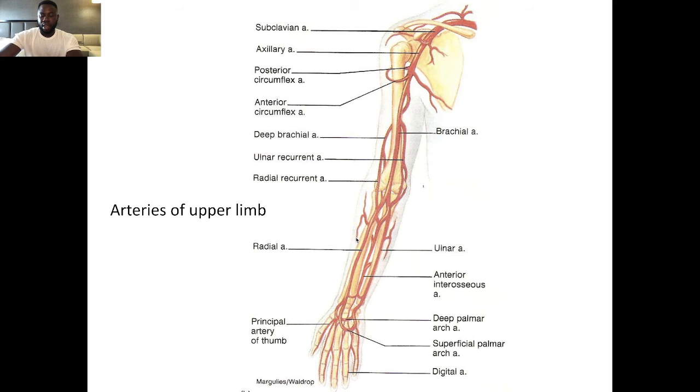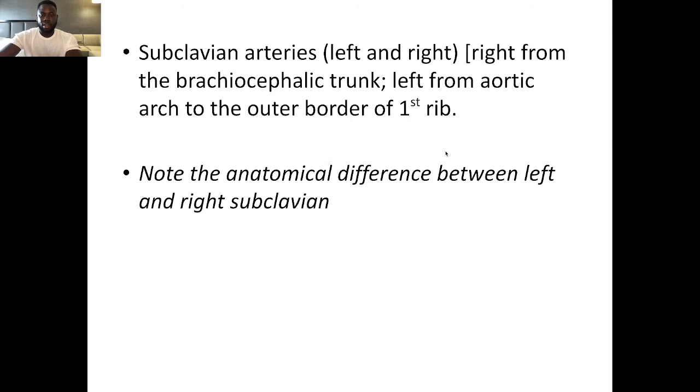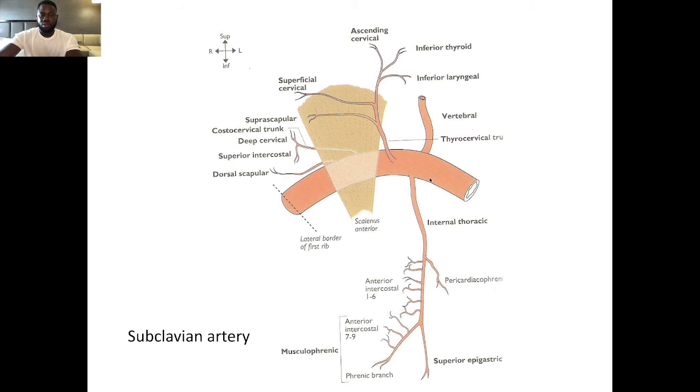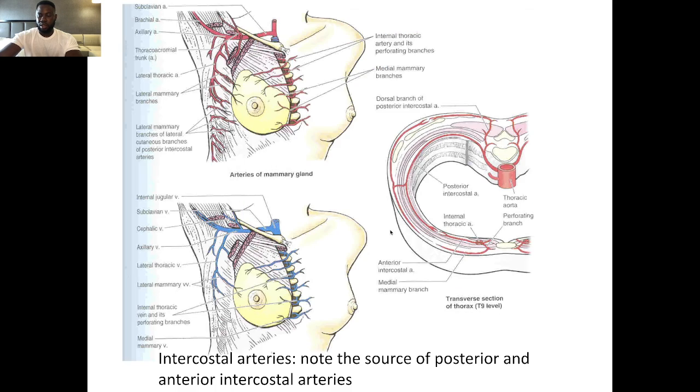Okay, now after this image, let me go back a little bit. Yeah, so this is what we said. After it has exited the thorax, it's going into the arm. So the subclavian now becomes the brachial artery after it has exited the thorax, and now it goes into the brachial artery.